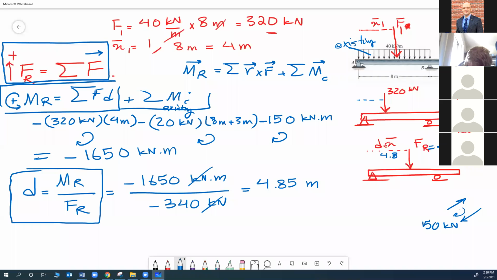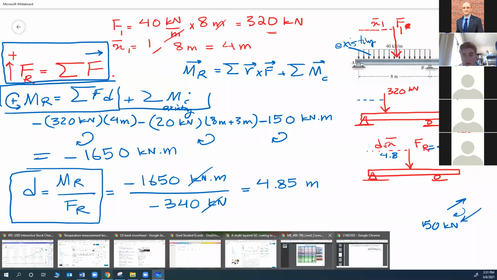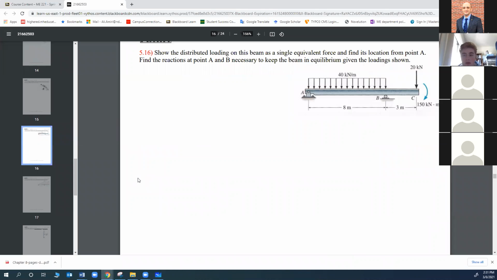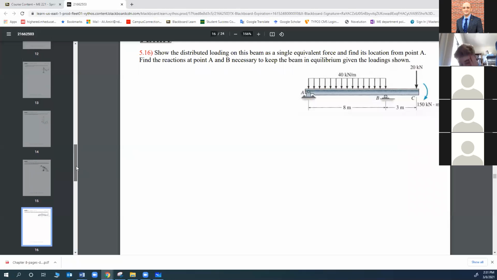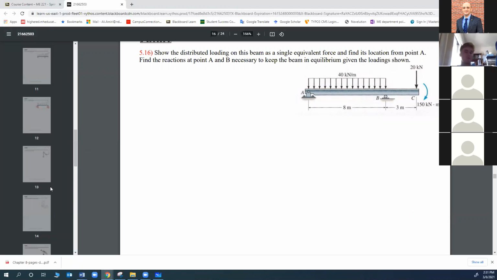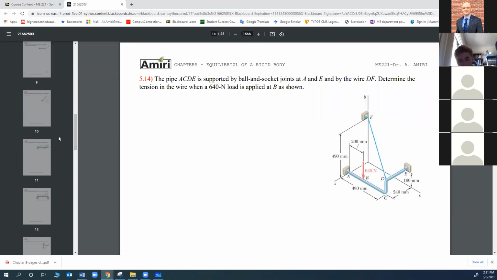Okay. Questions about distributed load, simplifying, any of that? Okay. So let's get back to a 3D problem. Let's do problem number 10. This is 16, so 10 is going to be right here.